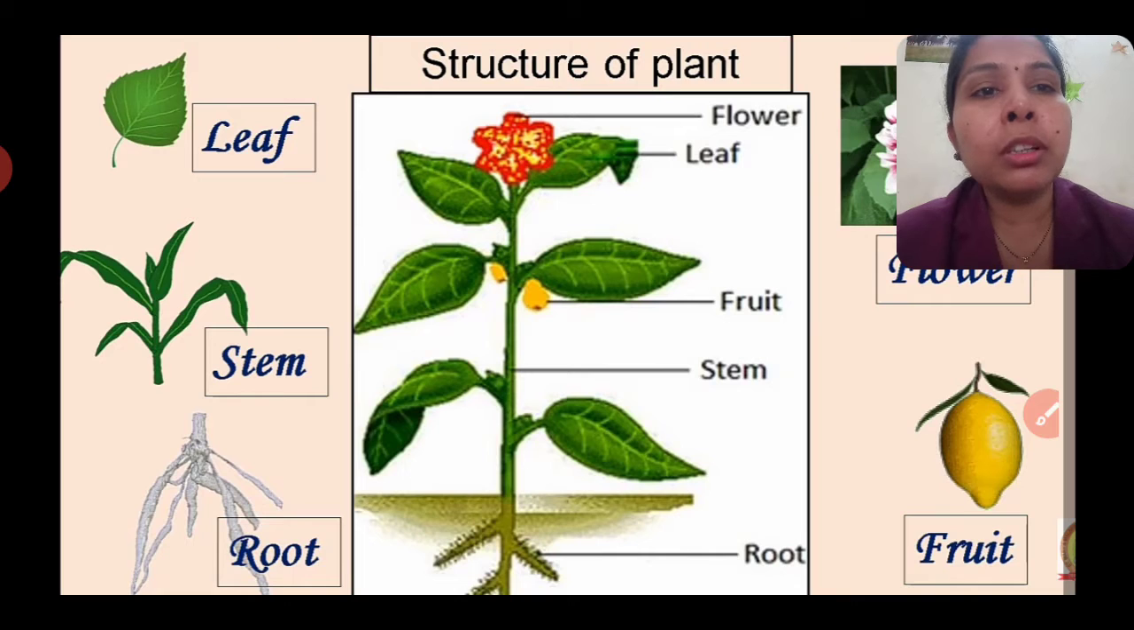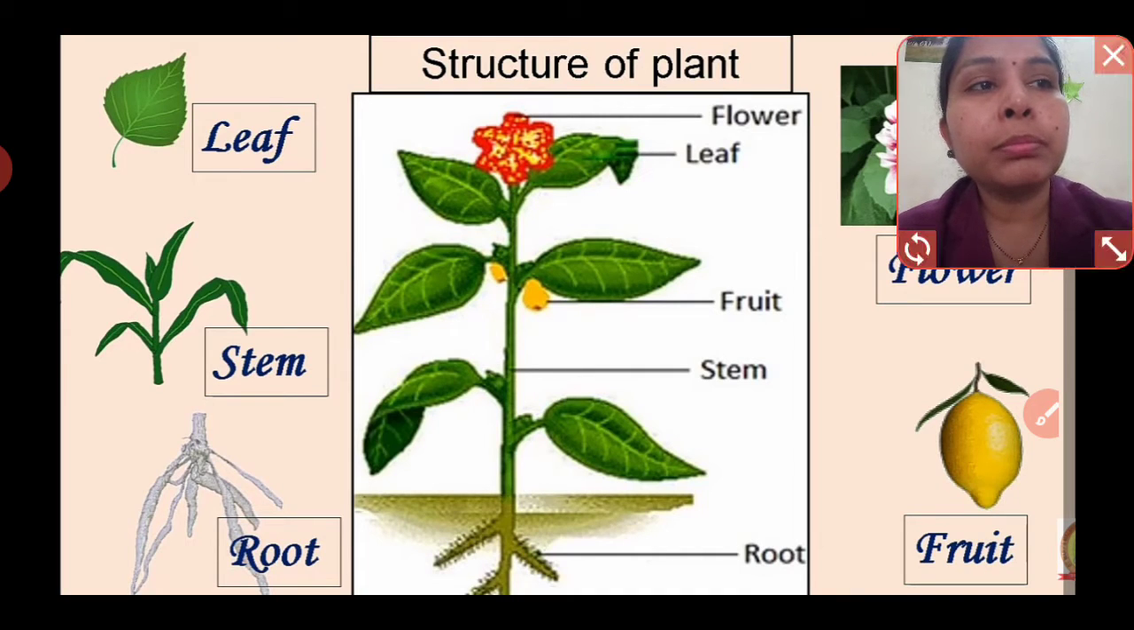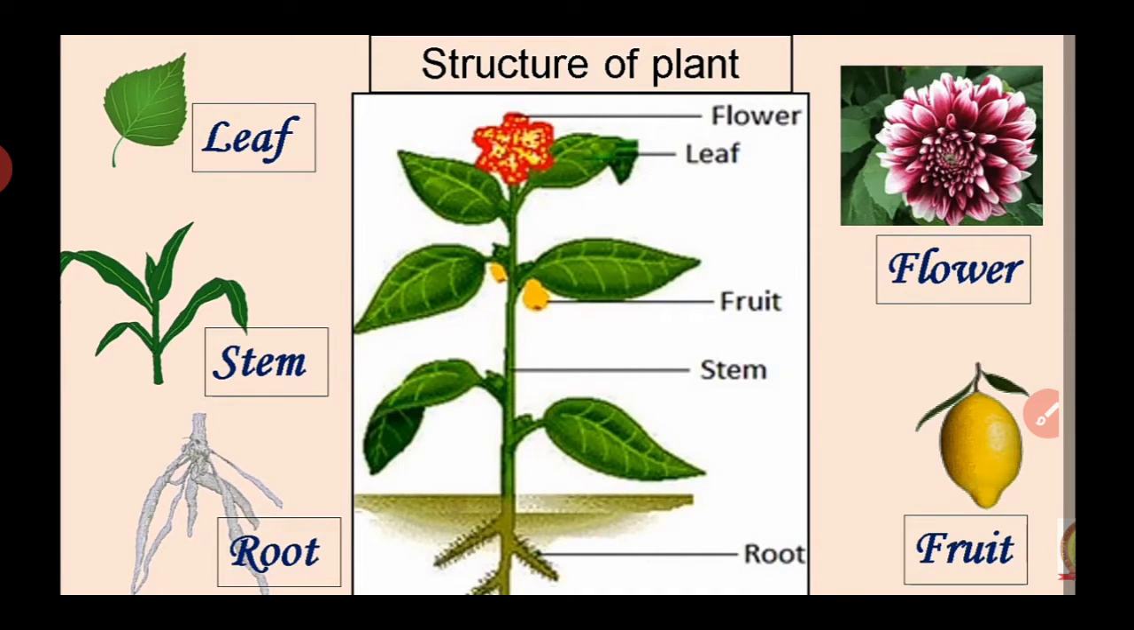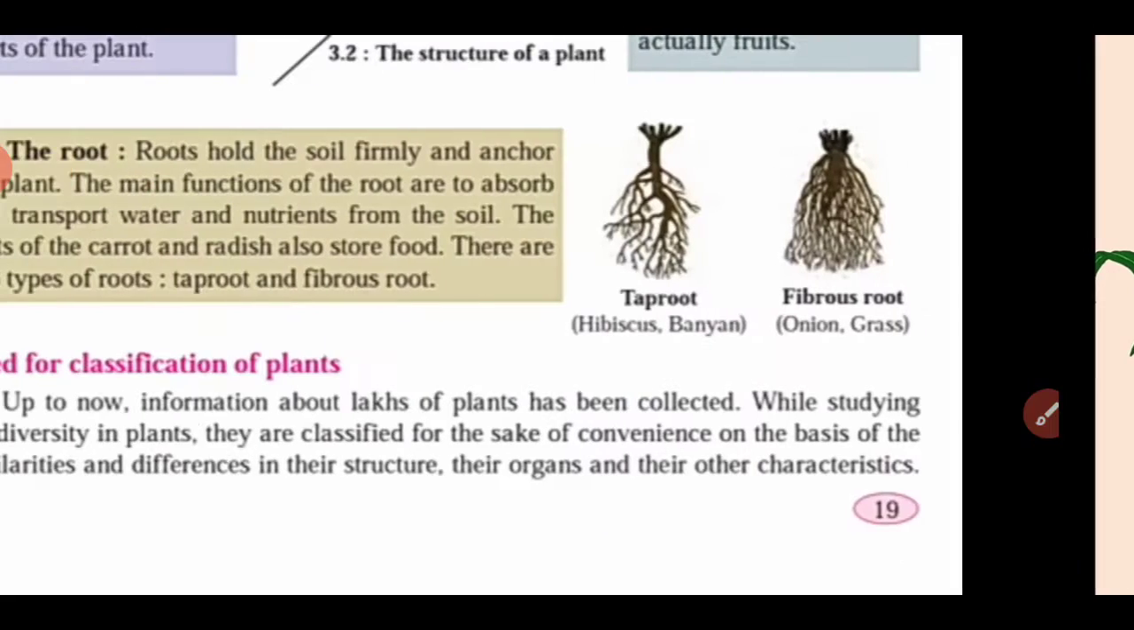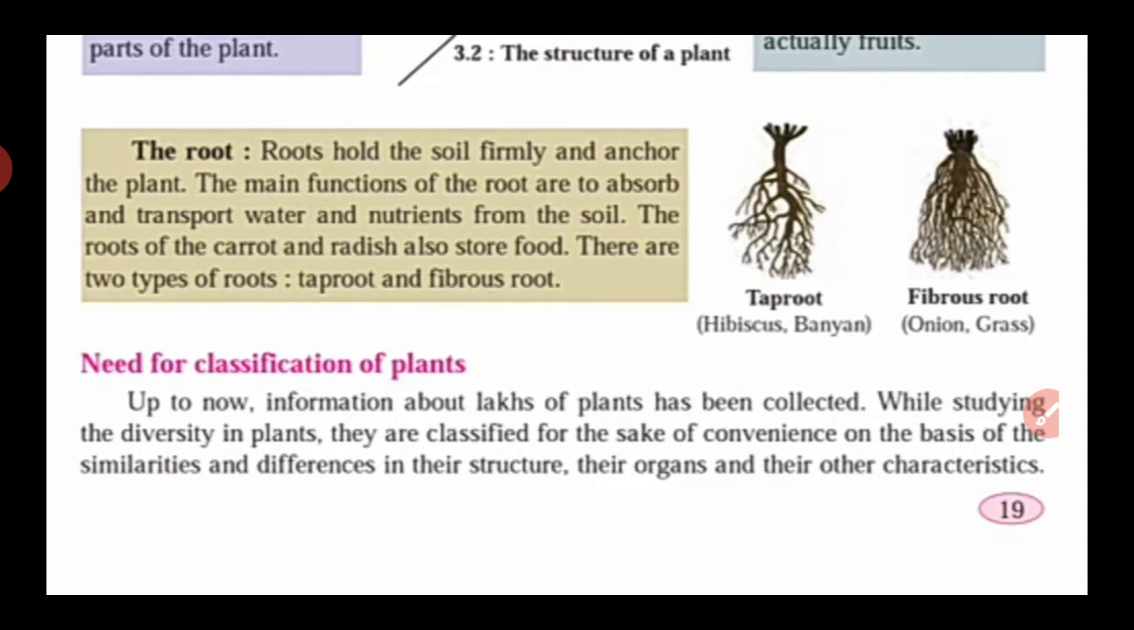Here we see all the parts of the plants, that is the part which is above the ground and the part which is below the ground. So these are the root, stem, leaf, fruit and flowers. In this way we completed all these points in your lesson. So the next point in your lesson is the need for classification of plants.